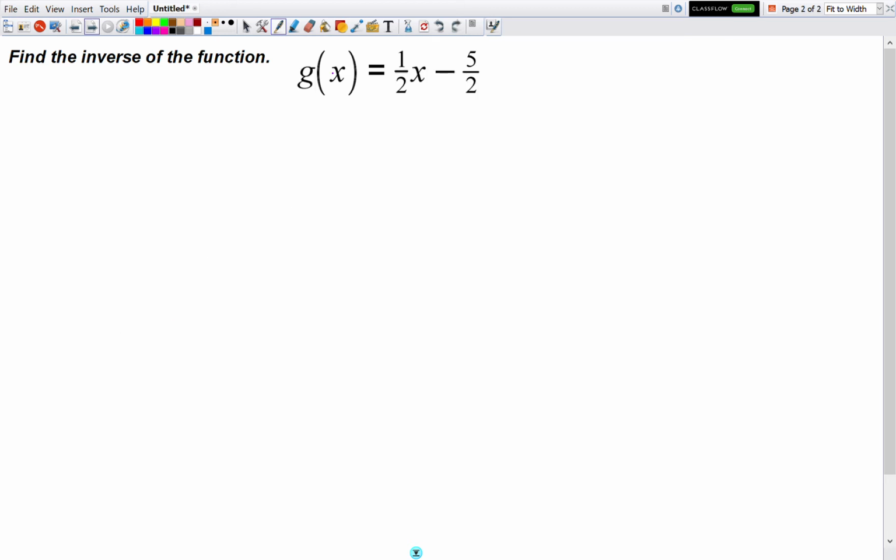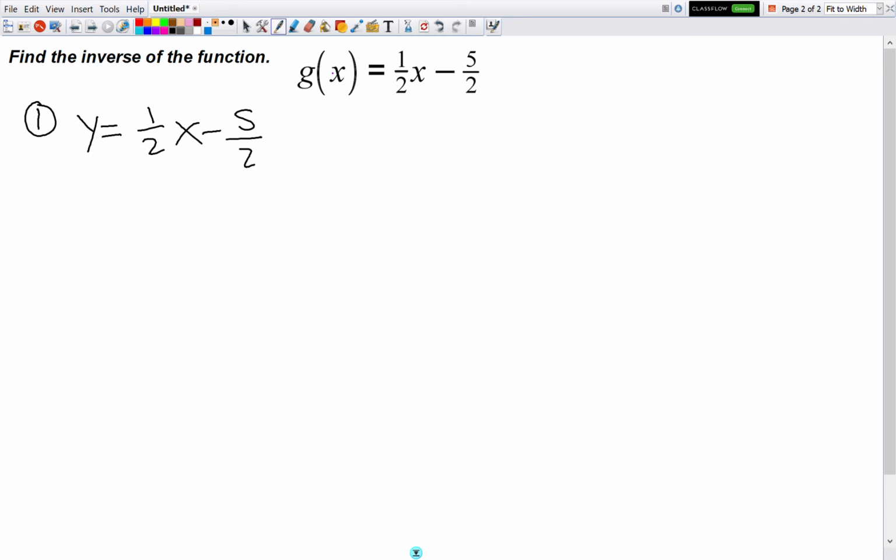It's not going to be that big of a difference in what you do, but it does give a different appearance, and sometimes that confuses students. So your steps are going to be the exact same. First step is you take away the g of x, and you put a y there instead. So I'm going to call that step 1. So y equals 1/2 x minus 5 over 2. It's a pretty simple first step, yeah?